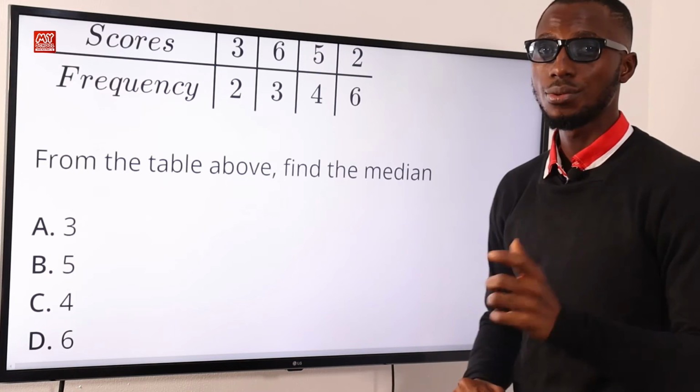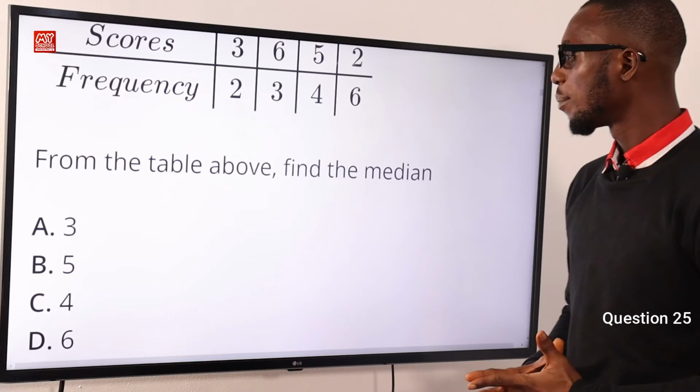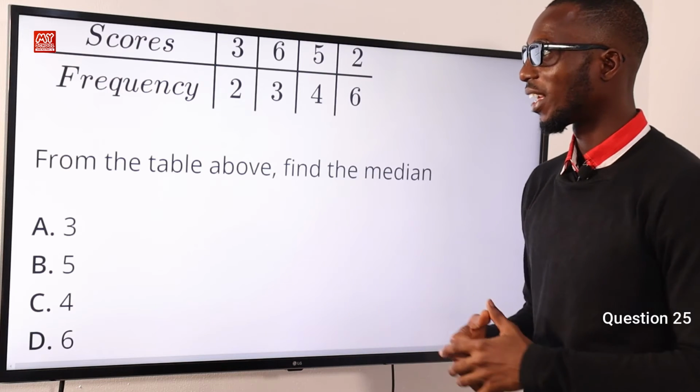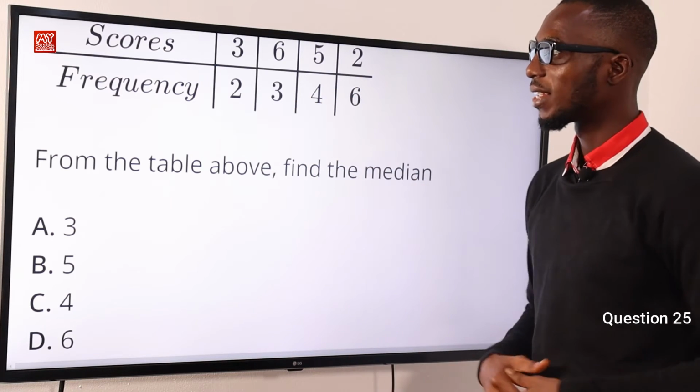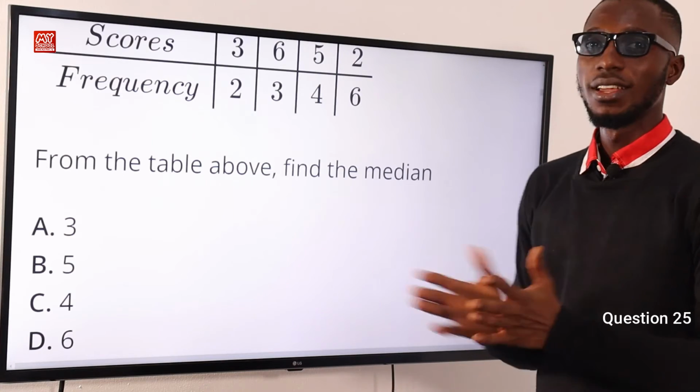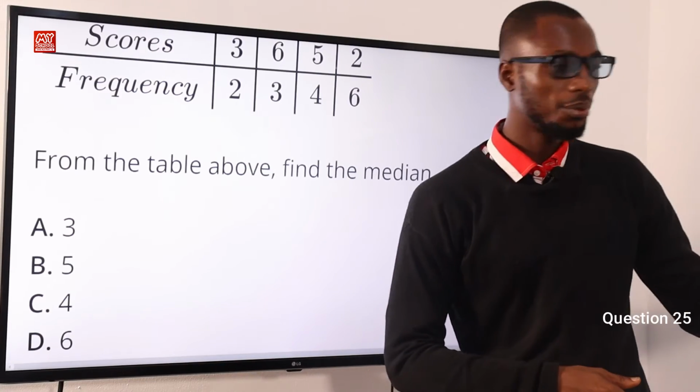So we're tackling question 25. From the table above, find the median, okay? So we have the scores against the frequency. Then all we just have to do is to prepare the table, okay?